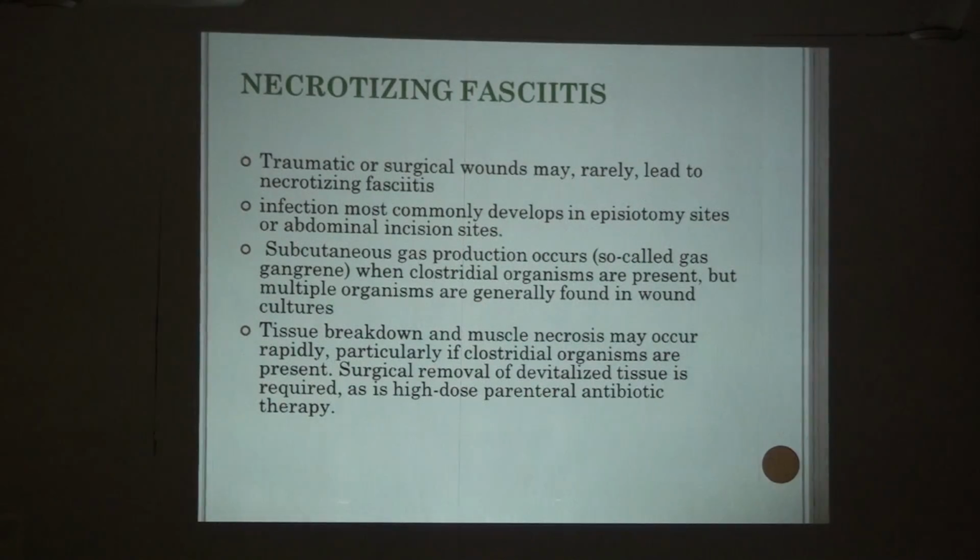The next thing we should know is necrotizing fasciitis. Now this is common in traumatic or surgical wounds. Infection most commonly develops in episiotomy sites or abdominal incision sites. Subcutaneous gas production occurs. This is also known as gas gangrene when more Clostridial organisms are present, but usually mixed organisms are involved. Tissue breakdown and muscle necrosis may occur rapidly, particularly if Clostridial organisms are present. Surgical removal of the devitalized tissue is required, as is high-dose parenteral antibiotic therapy.